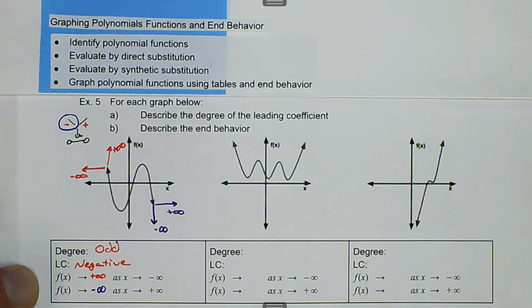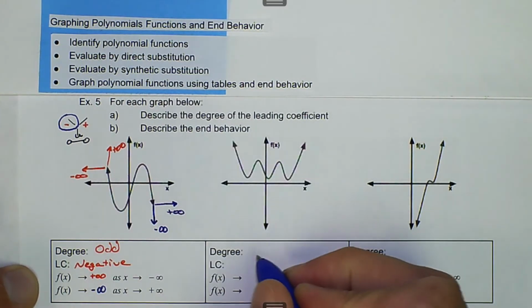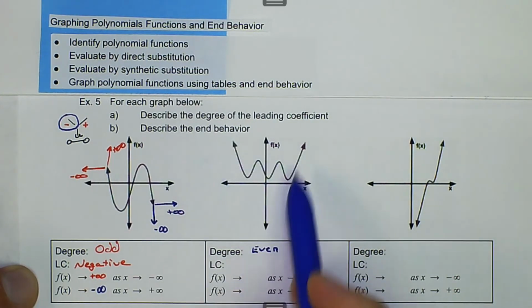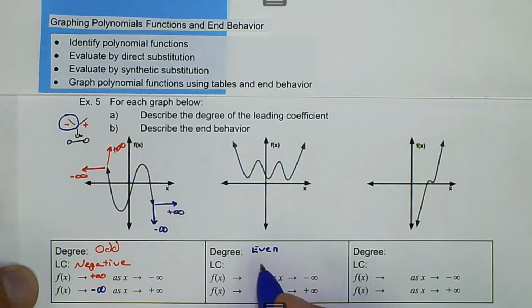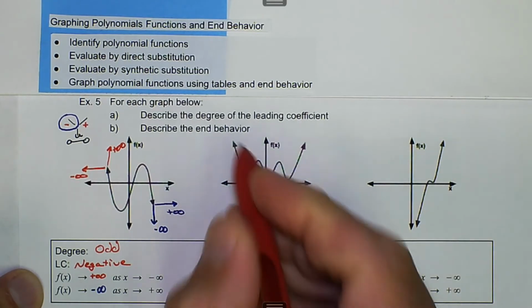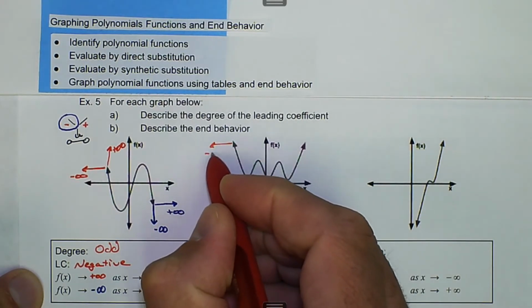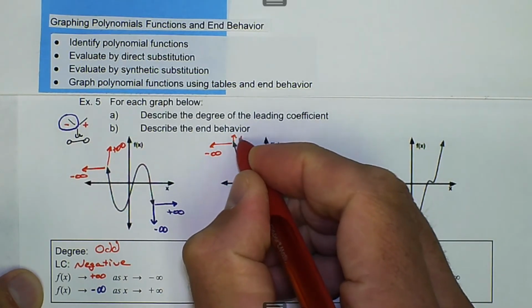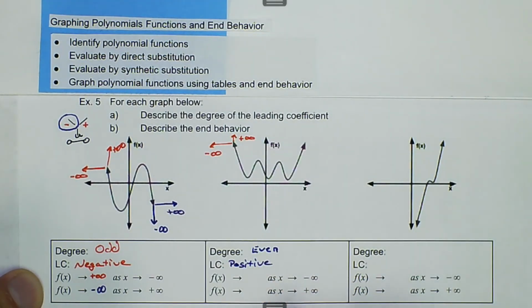All right, we can look at the next one, and we can see that both end behaviors go in the same direction. So in that case, we know that the degree has to be even. And both end behaviors are going up, so we know that that is going to be positive. And then I like to think about the x first. So as x goes to negative infinity, so this is x going to negative infinity, what does the function do? Well, the function continues to go to positive infinity. So positive infinity goes here.